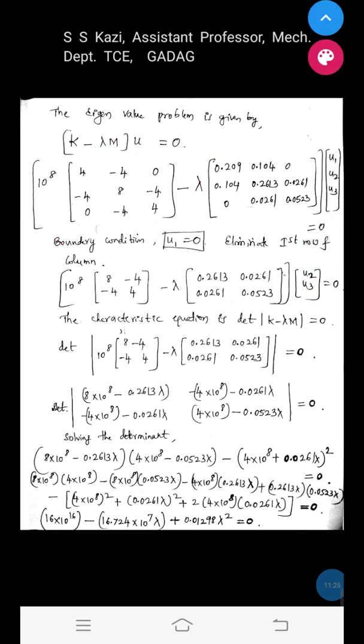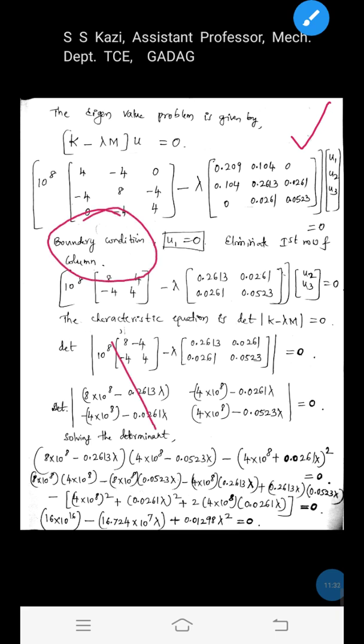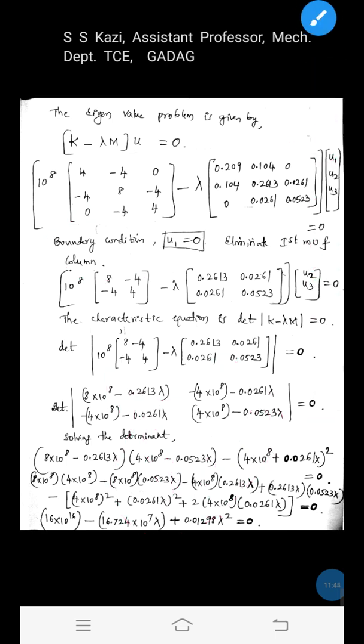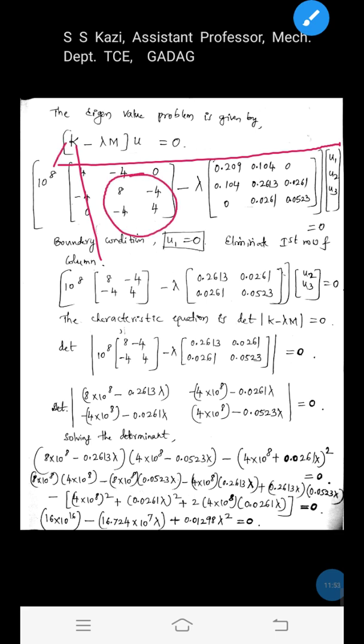Once you write this equilibrium equation, the boundary condition is given by: since node 1 is fixed in the stepped bar problem, u1 is equal to 0. If u1 is 0, using the elimination approach, the first row and first column are eliminated like this. The remaining you will get is 10 raised to 8 into bracket, 8 minus 4, minus 4, minus lambda into bracket.